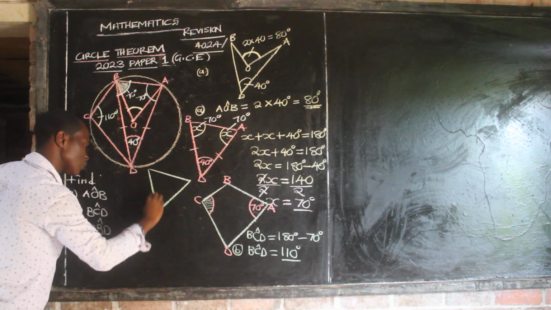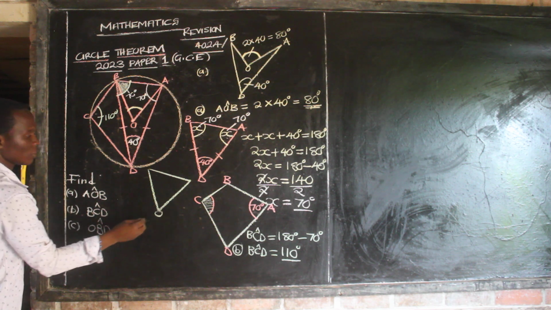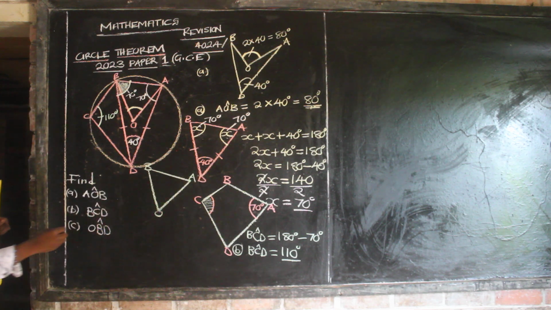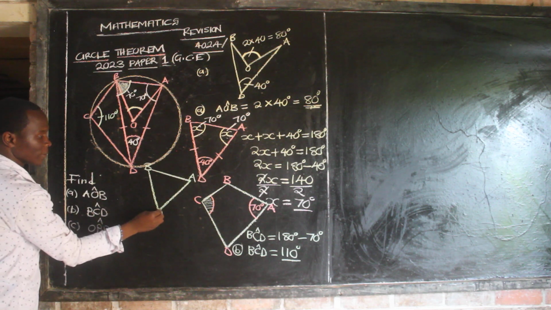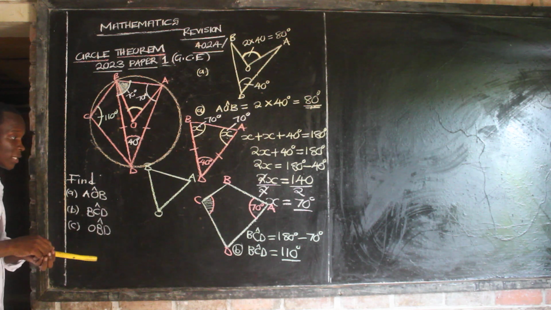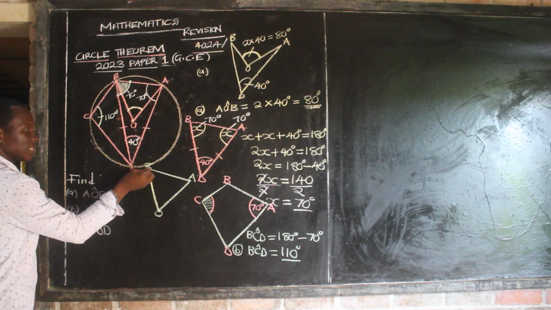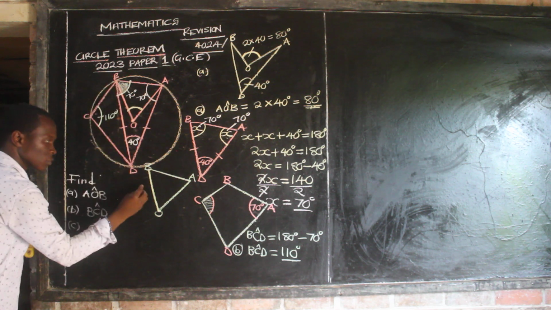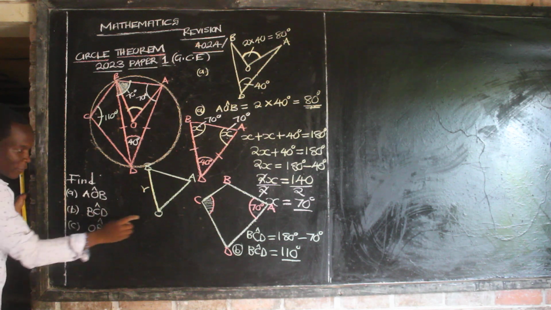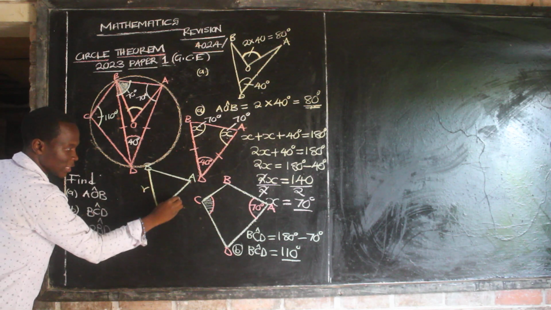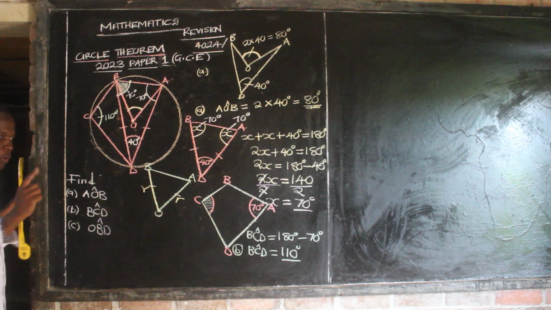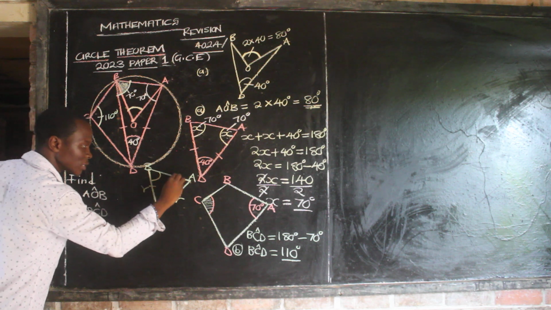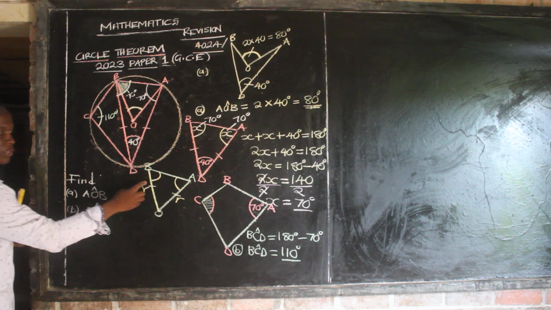Look at this one. This is O, this is B, and this is A. And we are saying this is our center. So any line which comes from the center and touches the circumference is a radius. This radius is OB, so this is R. Then from O to A, again, it's a radius. So these two are equal. So the triangle which is going to be formed is an isosceles. So these two angles are equal, since this is an isosceles triangle.